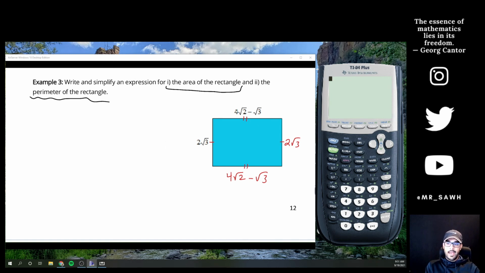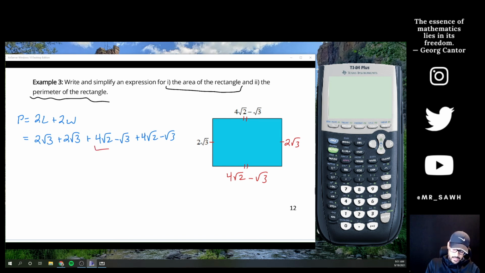Now for perimeter, I could add up those 4 sides. So the perimeter says, well, I can do 2 lengths plus 2 widths, and that will get us the perimeter. So if I add everything up, we'll do 2 root 3 plus 2 root 3 plus the 4 root 2 minus root 3 plus the 4 root 2 minus root 3. Now I know there's negative signs in there, but really what I'm adding is the length of that side. So I have to add the whole thing, right? So top and bottom, I have to take the whole term, the whole dimension.